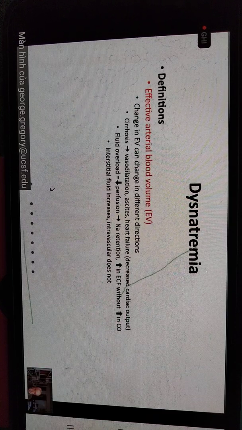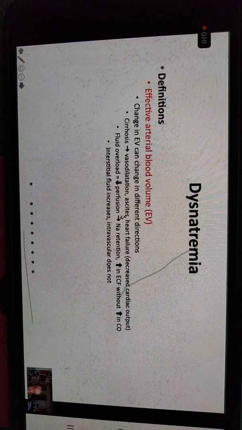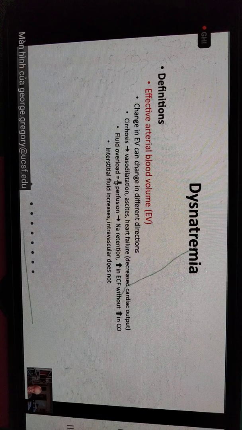The effective arterial blood volume can be affected in both directions. It can go up or down. If you have cirrhosis and vasodilatation and ascites or heart failure, you have a decreased cardiac output. But you also have fluid overload. You have excessive fluid. It's just not in the vessels itself. So you have fluid overload but decreased perfusion. So you get sodium retention, increase in extracellular fluid without increasing the cardiac output.